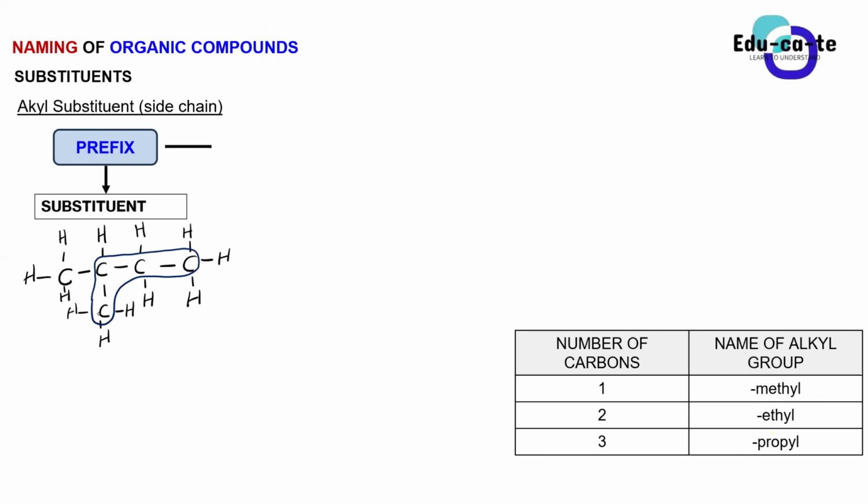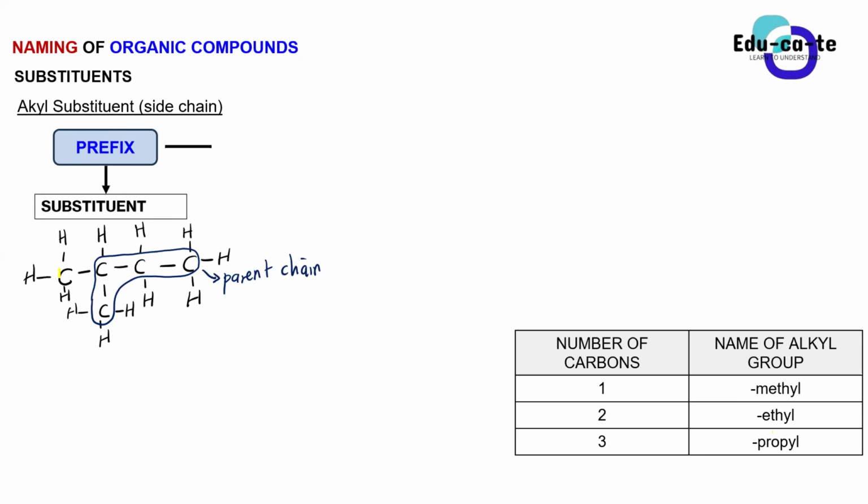Now we can see that when we highlight our parent chain, this blue one is our parent chain, right? We have a side chain there, because we have one carbon that is excluded, or that is not part of this parent chain. In this case, it is this carbon here. There is one carbon here that is excluded.